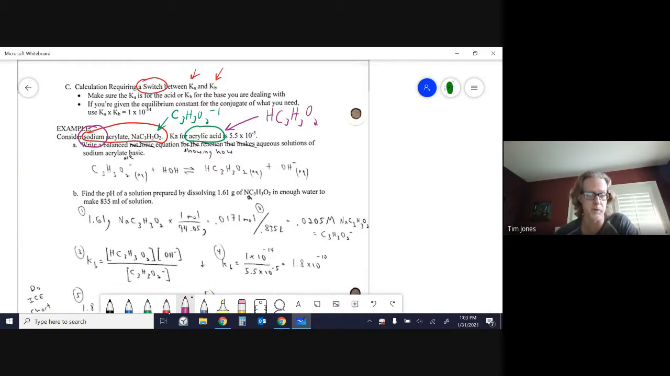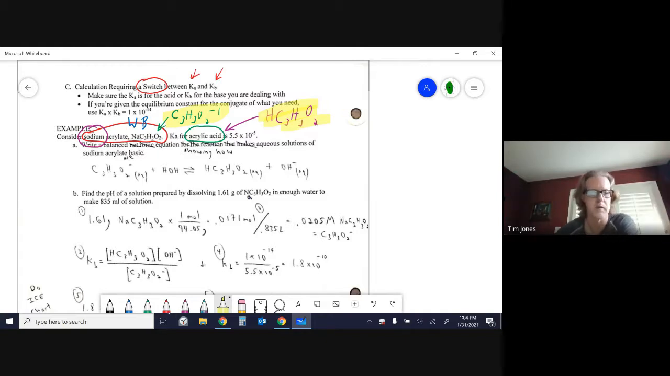Now, what's important here is to realize the chemical of interest is acrylate, this. And that is going to be a weak base. But they didn't give us the Kb for acrylate. They could have, but they didn't. They gave us the Ka for its conjugate, acrylic acid. And so probably the most difficult part here is just recognizing the difference between the two and that you are given the wrong value.